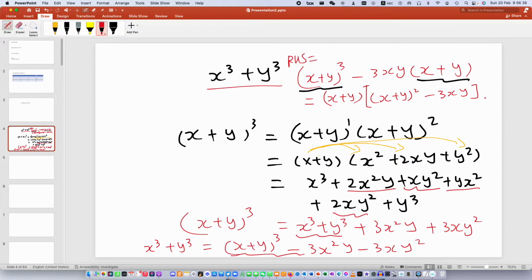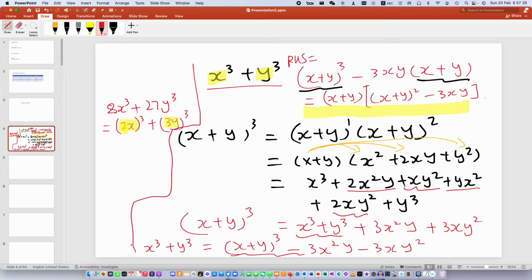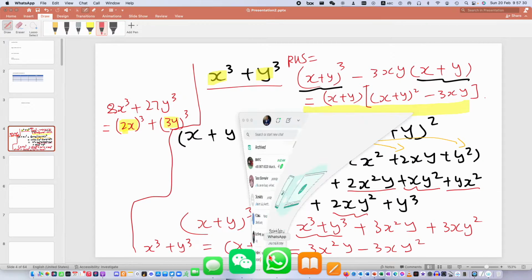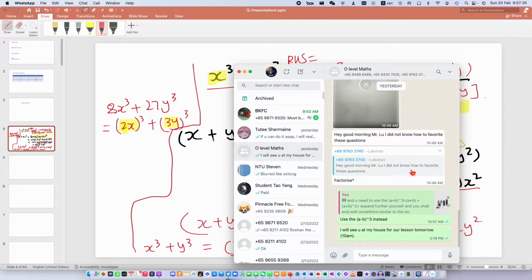For questions like, let's say you have 8x cubed plus 27y cubed, you basically get it into the something cube format. So 8x cubed is 2x in brackets cubed, and 27y cubed is 3y in brackets cubed. Meaning your 2x and your 3y are your x and y in this case. So what is your x cube plus y cube? You just replace the x with 2x and the y with 3y. What I'm trying to show you here is the proof part where I give you the formula. In fact, this is a formula.